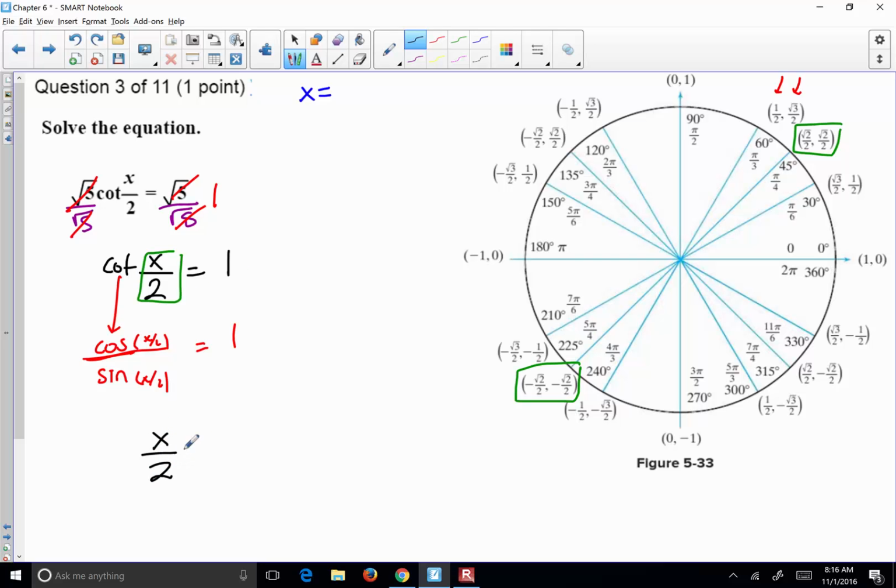So you have two angles that make 1. Those angles are, first, x over 2 equals pi over 4 plus 2 pi n, or x over 2 must be 5 pi over 4 plus 2 pi n. Agree? Do you agree?